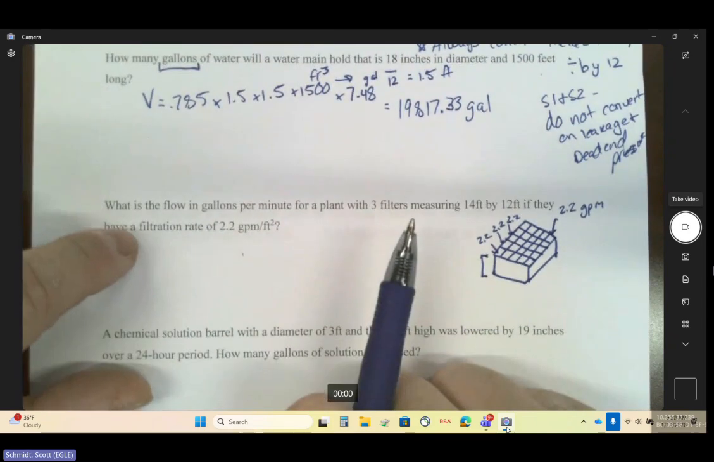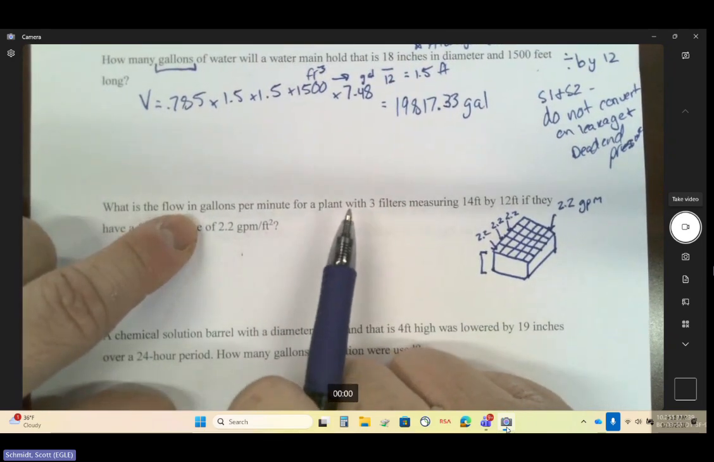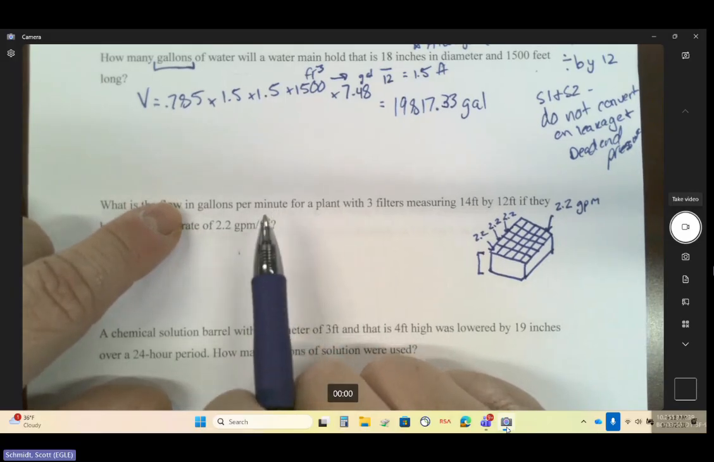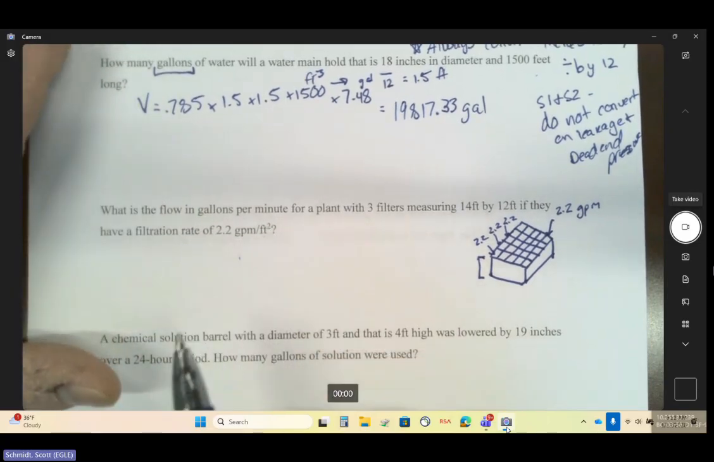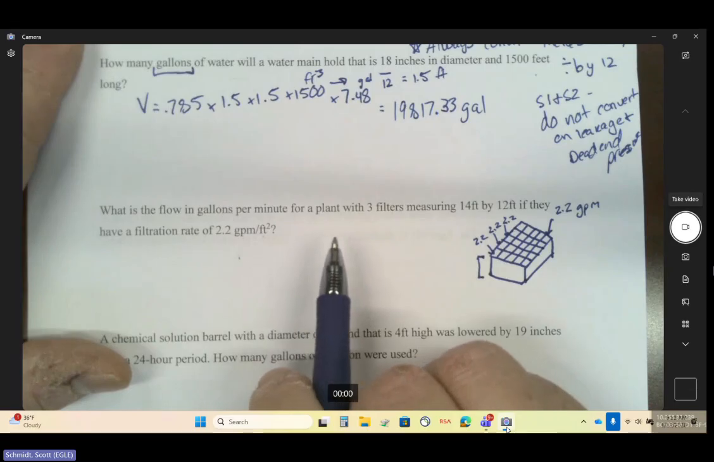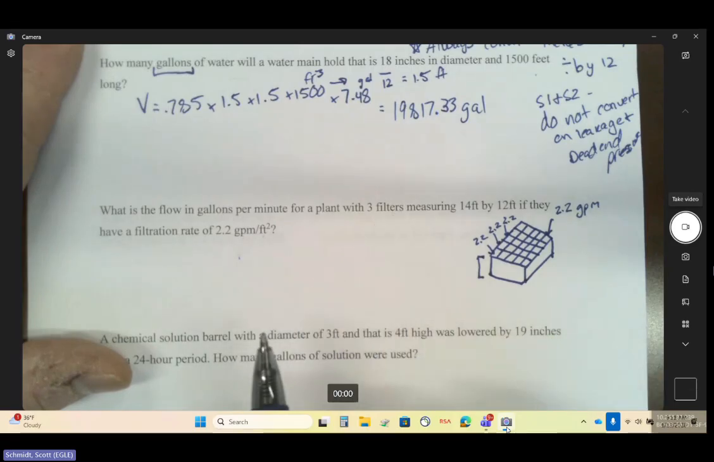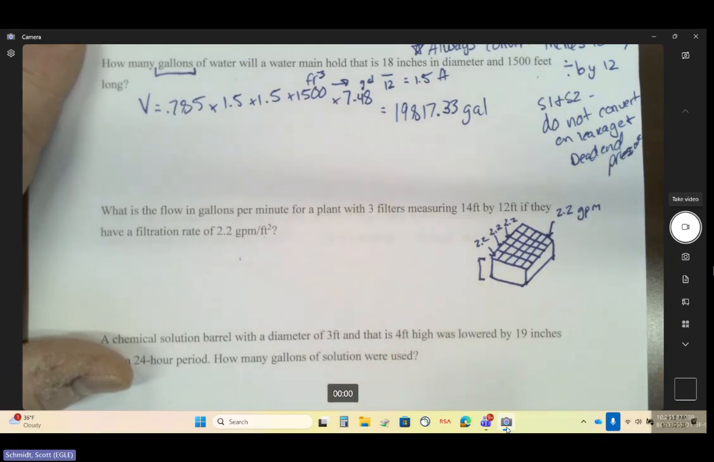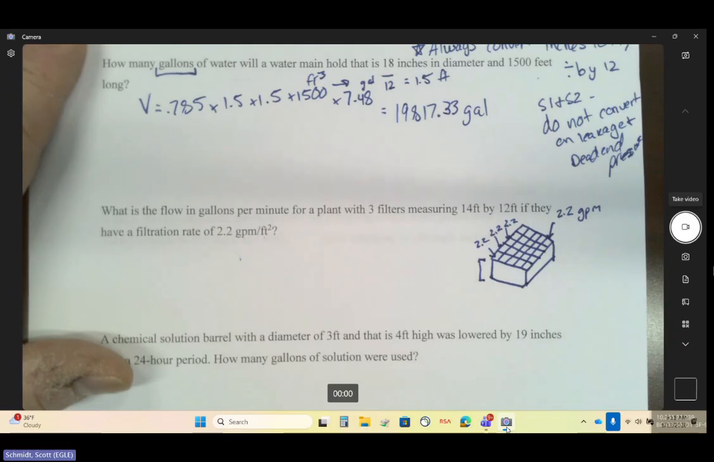Well, what is this? What is the flow in gallons per minute for a plant? Oh, that's the same type of question as the one that we did already. So yes, the premise for solving it is a little bit different, but the filter is acting like a pump. And it's all about surface area. That's where most people get confused about filters. It's about the surface area of the filter itself.